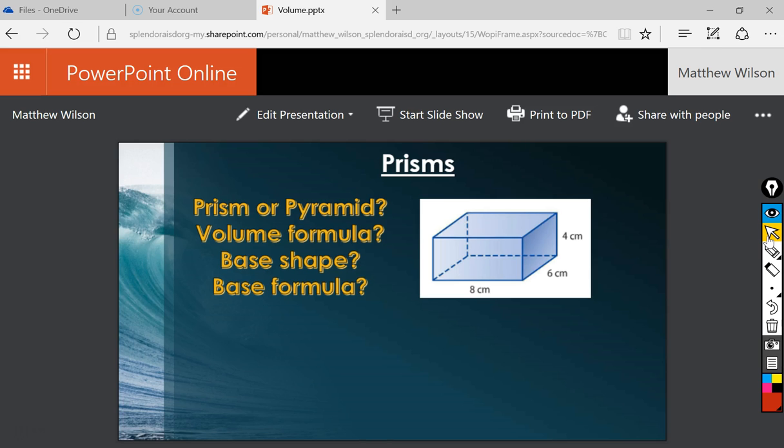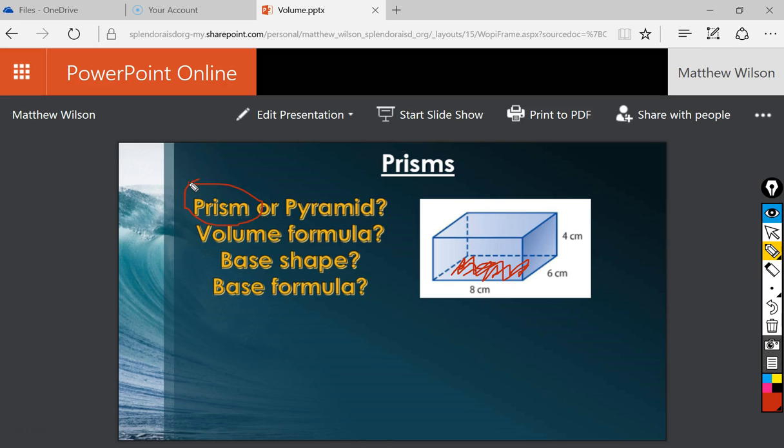So let's look at this one. Okay, so it's already got the 4 questions listed. So prism or pyramid? Well, this is obviously not a pyramid, so it has to be a prism. And by the looks of its base, remember the base is down here, that looks like a rectangle. It doesn't matter if it's a square or a rectangle, you still just use base times height to find the area of the base. So we know it's a prism.